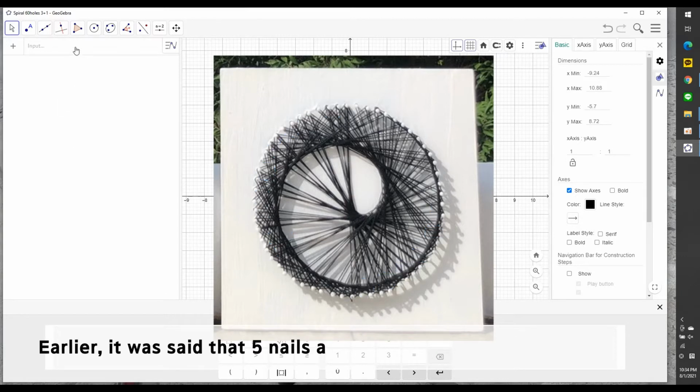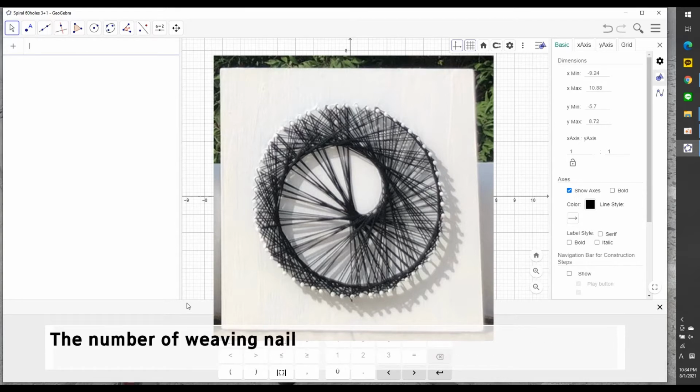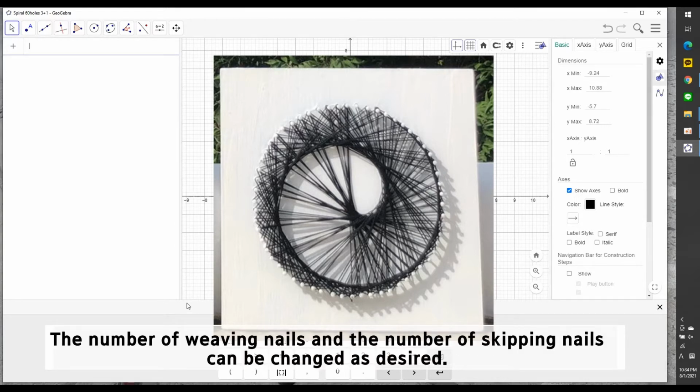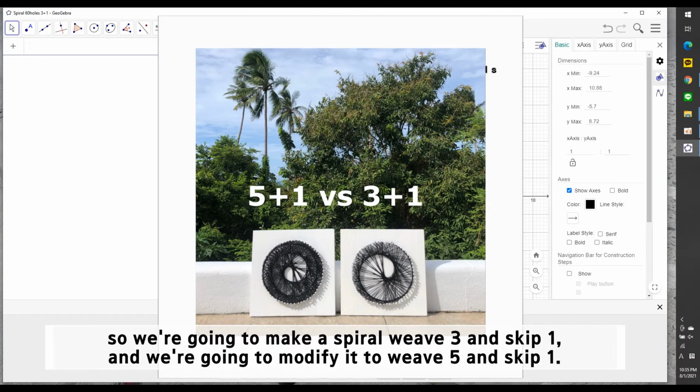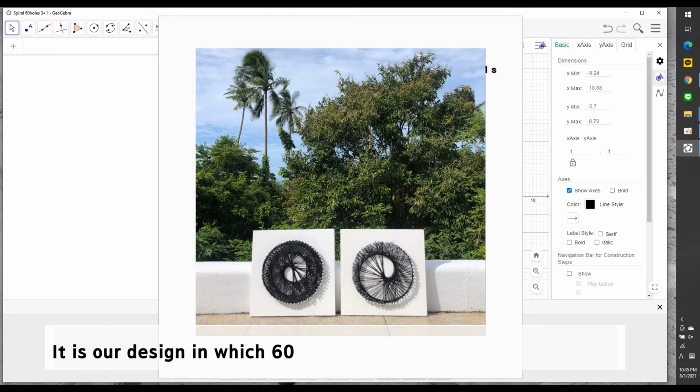Earlier, it was said that 5 nails are threaded and 1 nail is skipped. Here, the number of weaving nails and the number of skipping nails can be changed. Today, we are going to make a spiral pattern, weave 3 and skip 1, and modify it to weave 5 and skip 1. And we're gonna compare those two patterns.